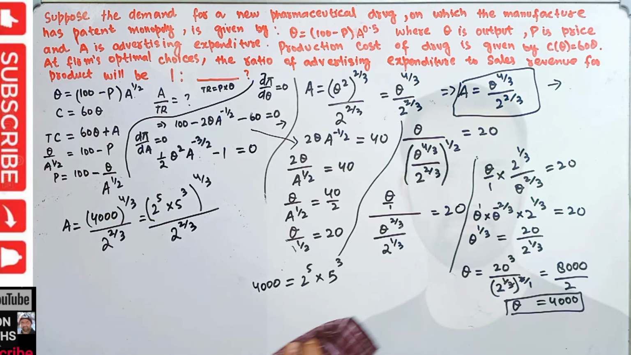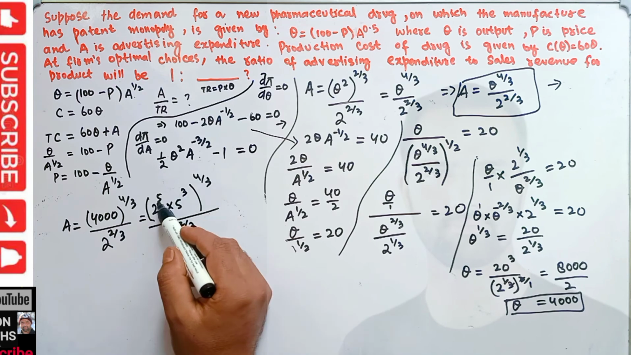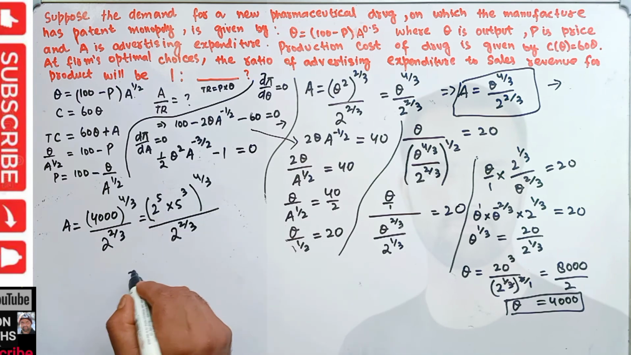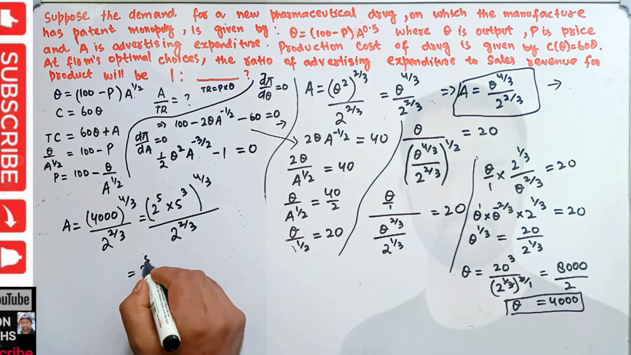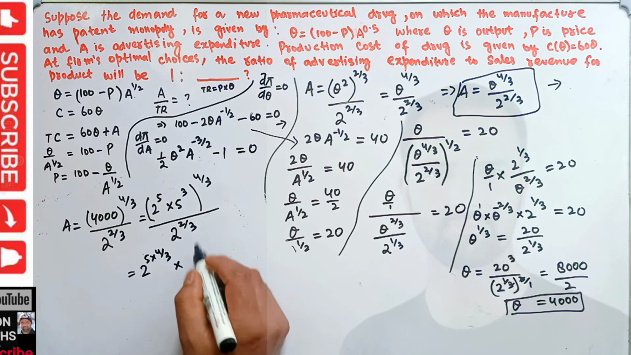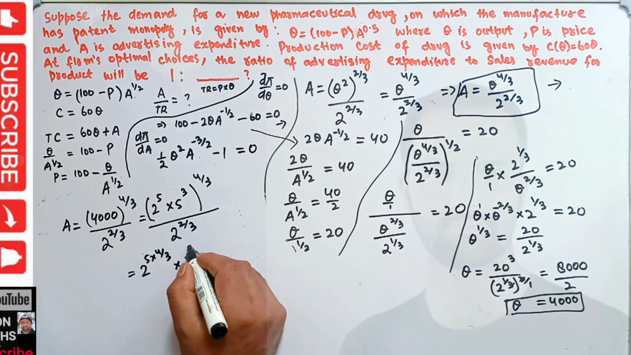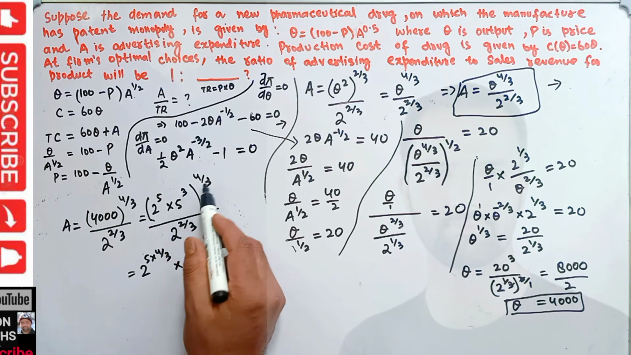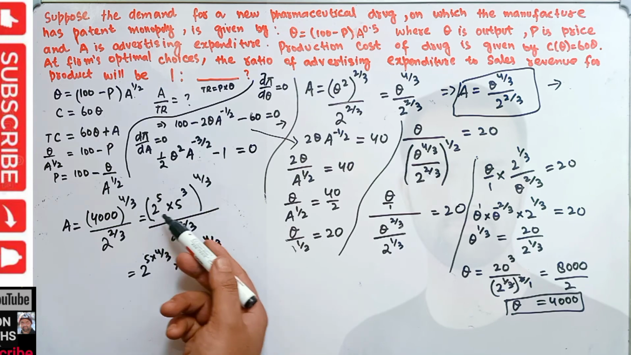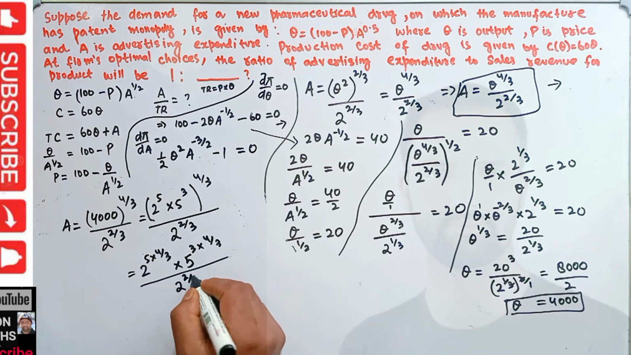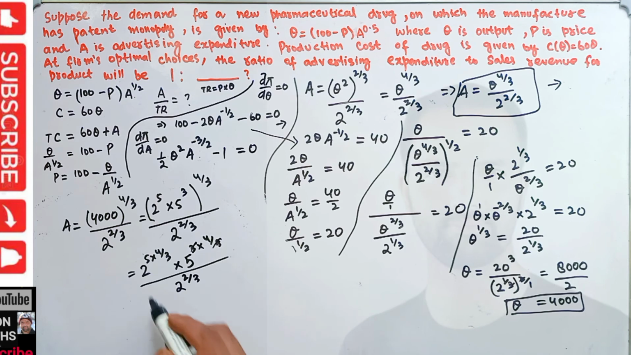Let me expand this again. So this exponent is for this term and this term. So I can write it like this: 2 to the power 5 into 4 upon 3, we have multiplied by 5^3 into 4 upon 3. This is multiplied to both the exponents of 2 and 5, and we have 2 to the power 2 upon 3. Here 3 and 3 will get cancelled.